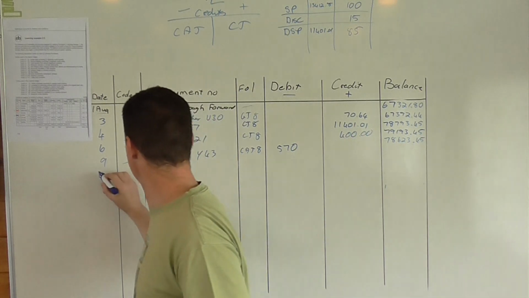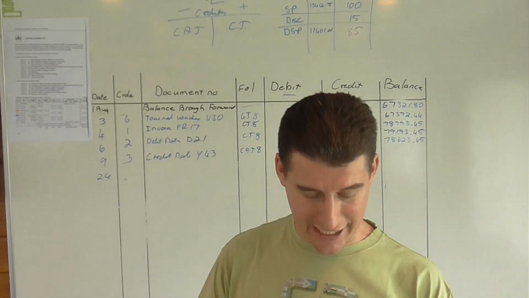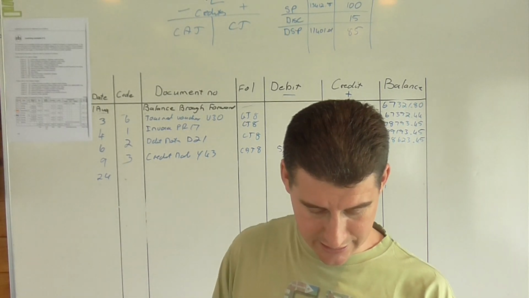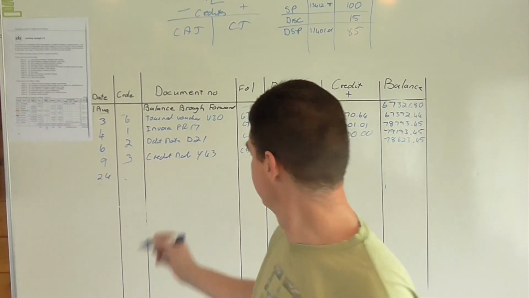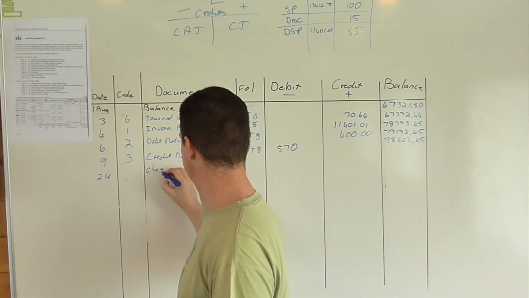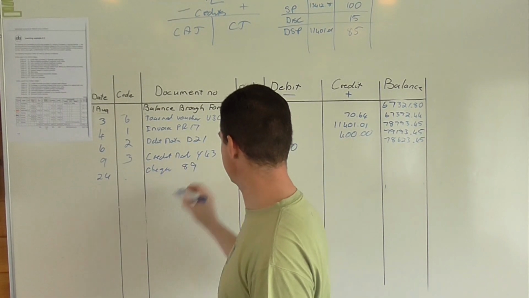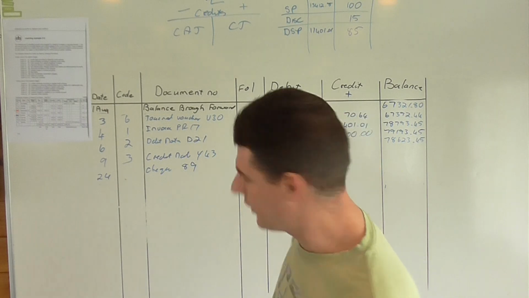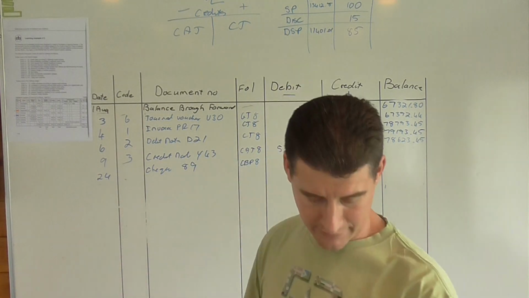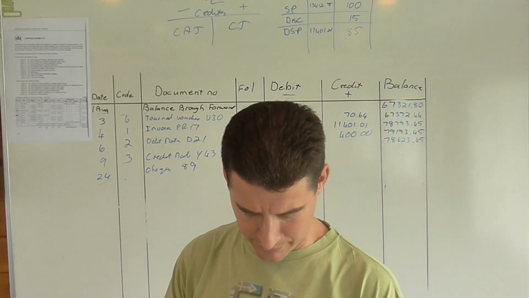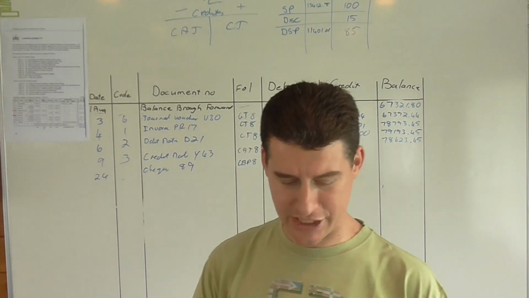On the 24th, issued a check number 89. So, okay, I just want to, let me just write that in. It's check number 89, not 79, sorry, it's 89. That'll go into your cash book payments because we paid that money. What's the code? We paid them. Code number 4 is cash payments.